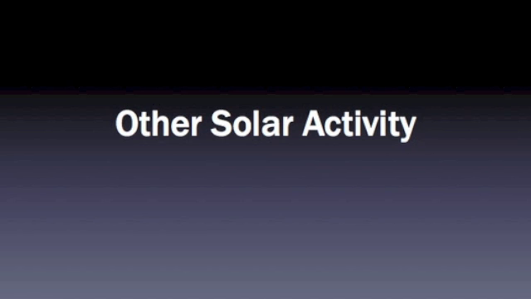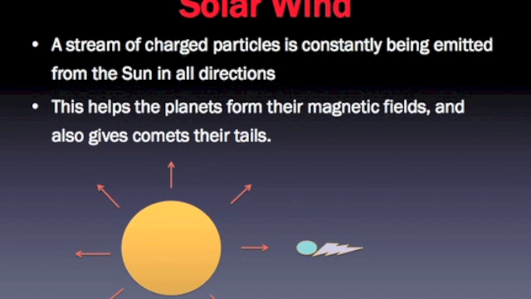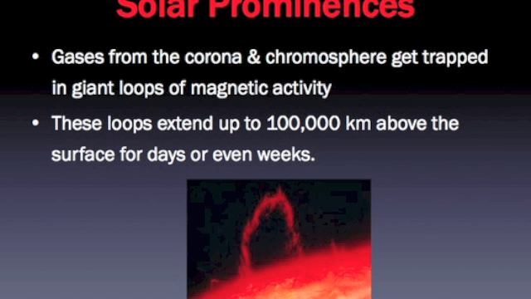So now we'll take a look at some other solar activity that happens on the surface. The first of these is solar wind. The solar wind is a stream of charged particles that is constantly being emitted from the sun in all directions. So the wind is being represented by these orange arrows coming out from the sun. And if you look at our little blue comet, the tail is not being caused by movement, it's caused by the solar particles flying by the comet and causing that color to be emitted.